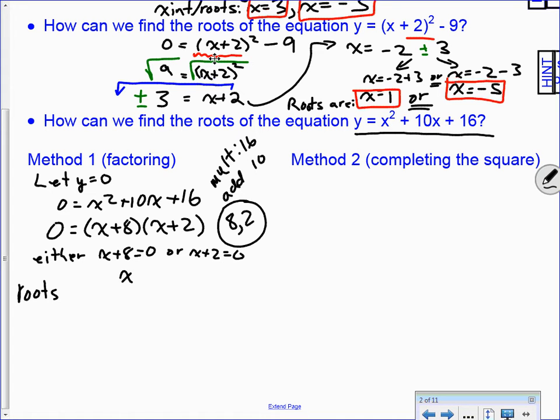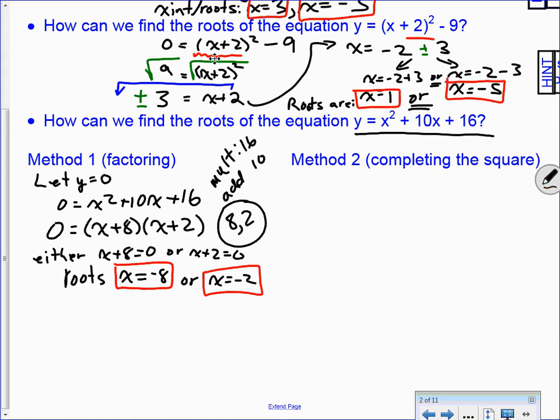Solving, we end up with x is equal to negative 8 or x is equal to negative 2. And when we say this, we say the roots are x equals negative 8 or x equals negative 2. Now, method 2 for doing this involves completing the square, which comes from the solution that I showed you earlier about the quadratic formula. So let's go and do that.